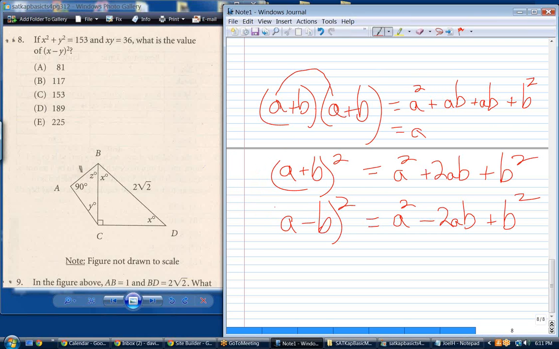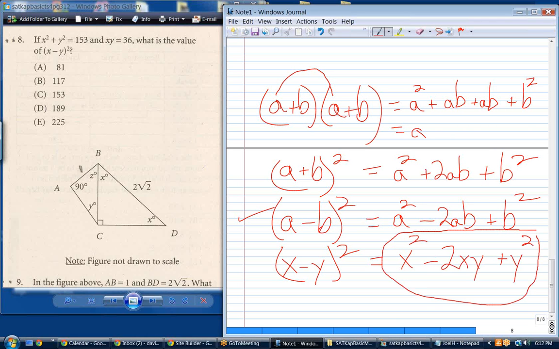Okay? Now, what is x minus y squared equal to? Based on that, it'd be x squared minus 2xy plus y squared. Okay. So that's what it is. What have they given us? X squared plus y squared is 153, and they've given us xy equals 36. So what is this whole thing equal to?